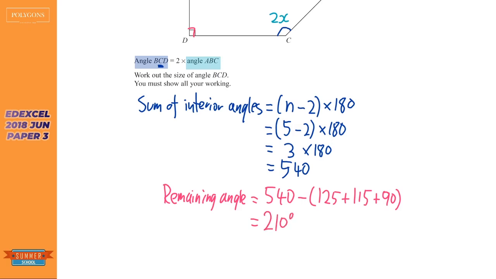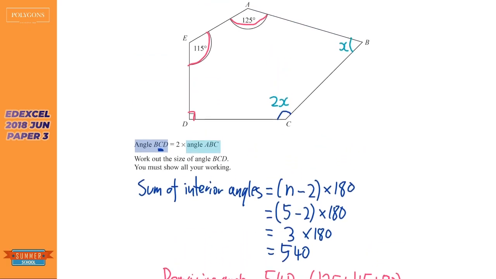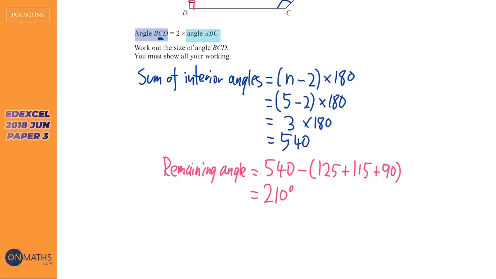Okay, so we've got 210 degrees left, and we've got 2x at the bottom and an x on the side. So we know that 3x, I've just added them together, equals the 210. So I get my lines in to solve, and with this we're going to just get rid of that times 3, so we're going to divide by 3 on both sides.